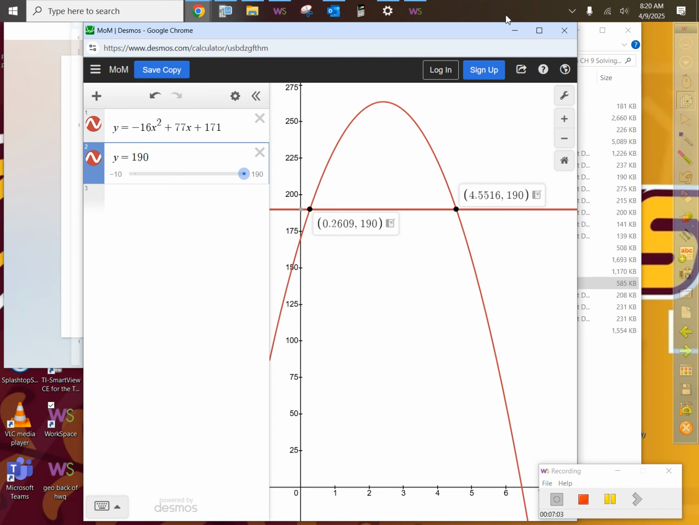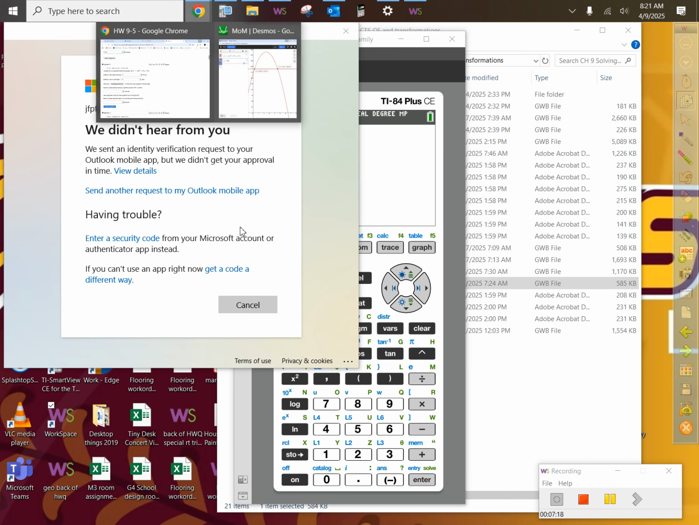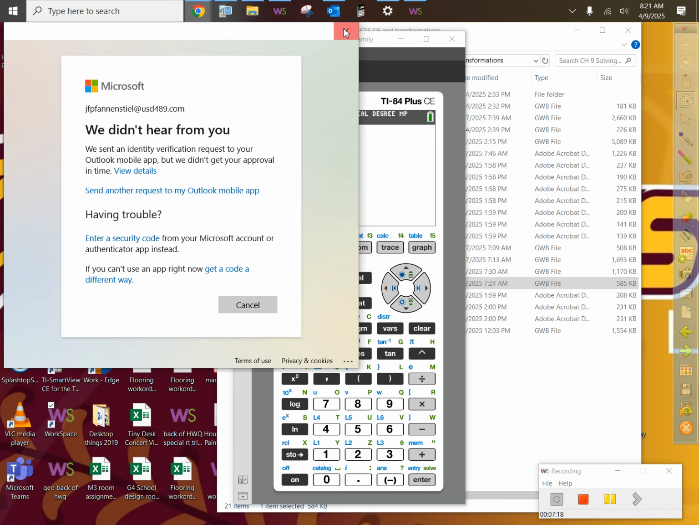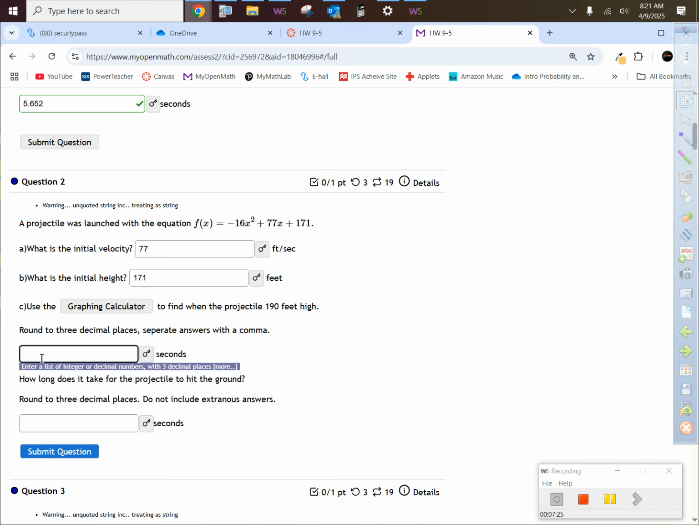And it looks like we will get, I would like to close that. Just get it out of my way here. Wasn't it 0.261, comma 4.552. I don't think it matters what order you put those in or anything like that.